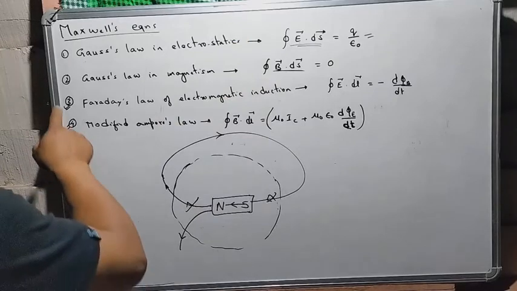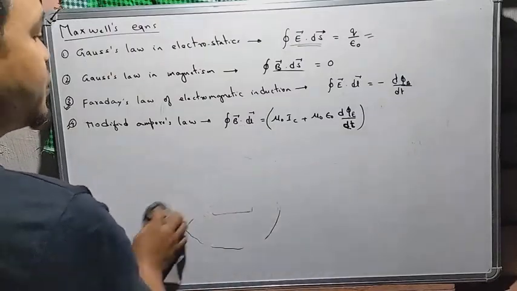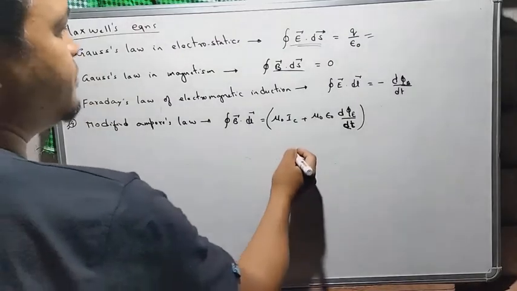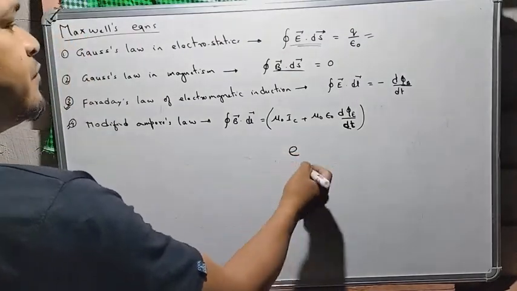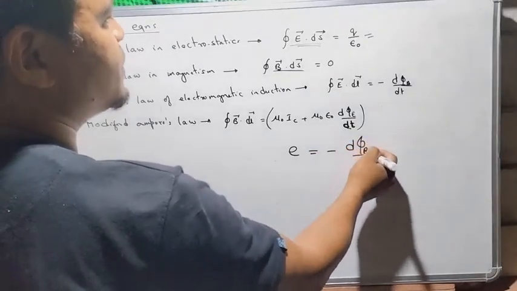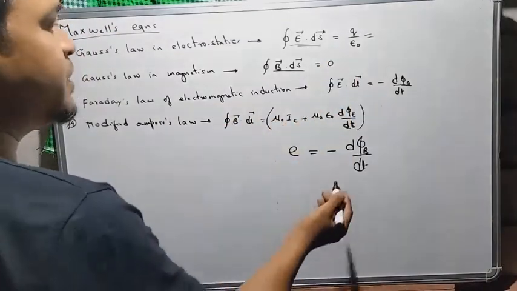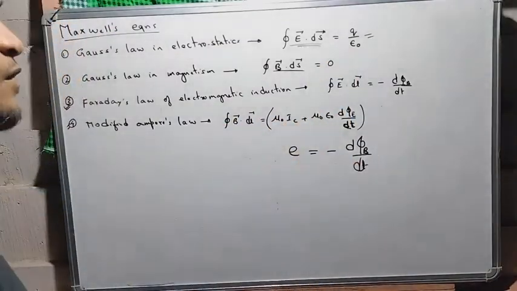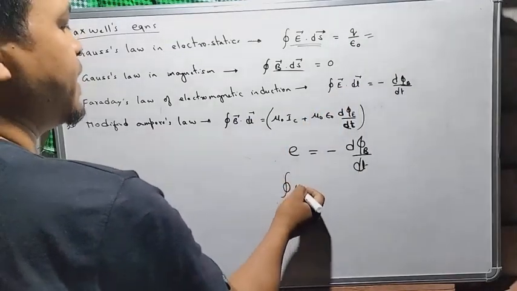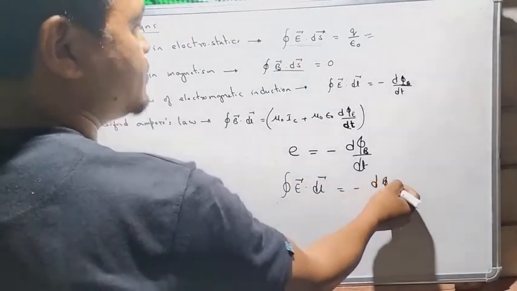Number 3, Faraday's law of electromagnetic induction. If you remember, in Faraday's law, we say that the EMF induced in the coil is equal to d phi upon dt. And this phi here is different from the earlier phi. Okay, I was wrong, so sorry. This phi b means the magnetic flux. And this EMF is the same as the line integral of the electric field.